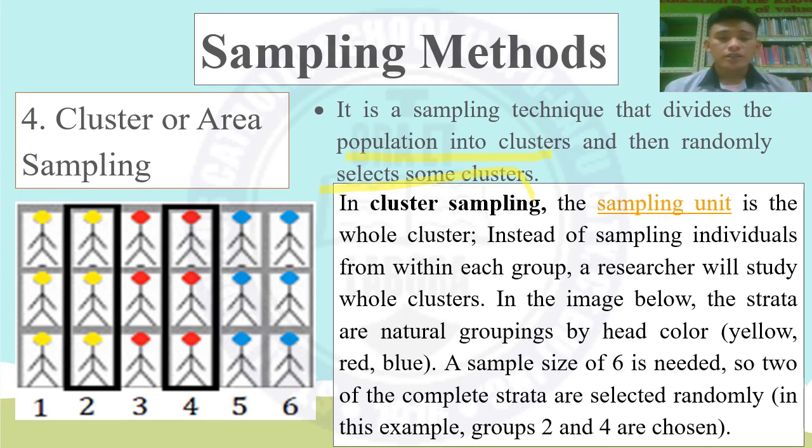In the image here, the strata are natural groupings by head color. That will be called the strata. A sample size of 6. So in this case, cluster 2 and cluster 4 are being selected. That will be cluster area sampling.